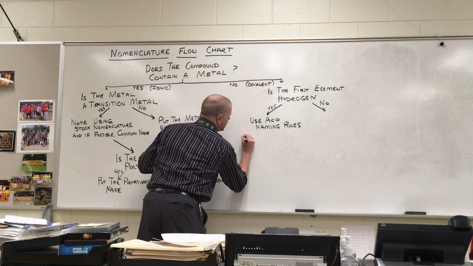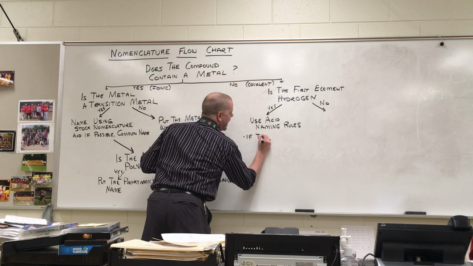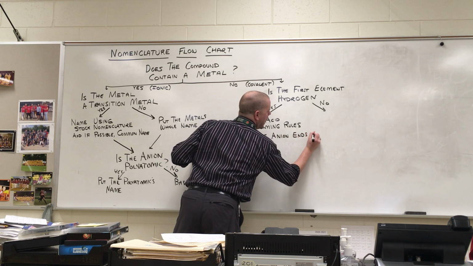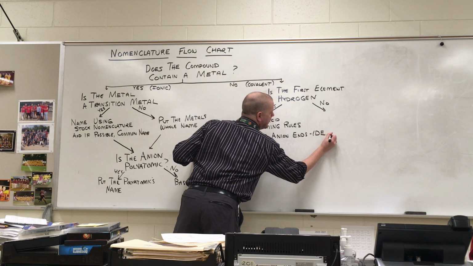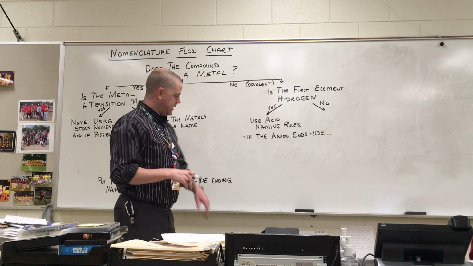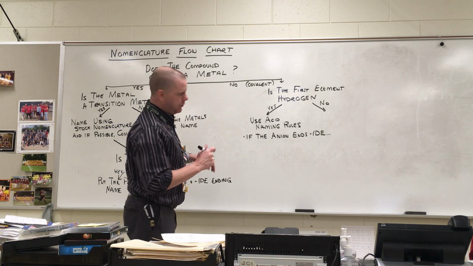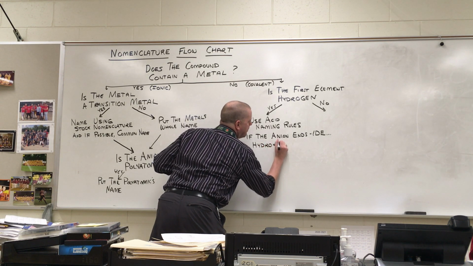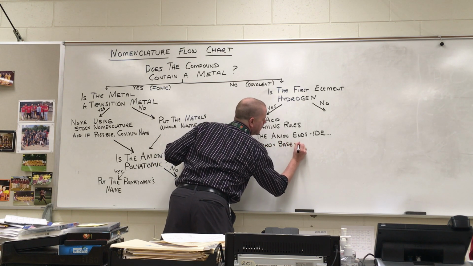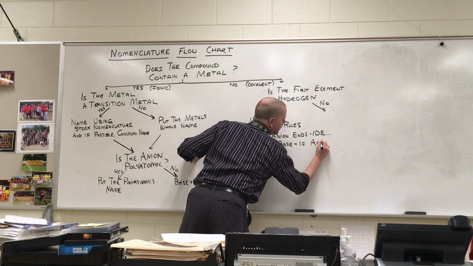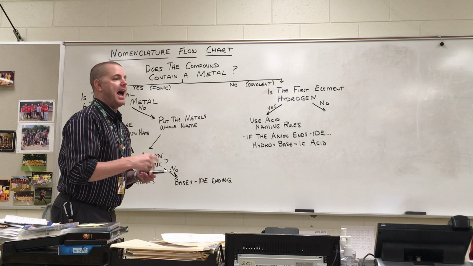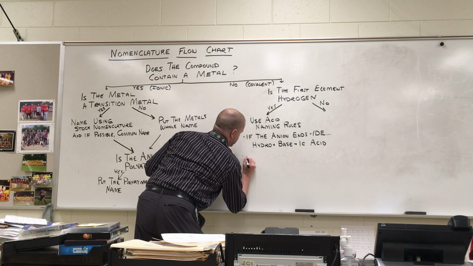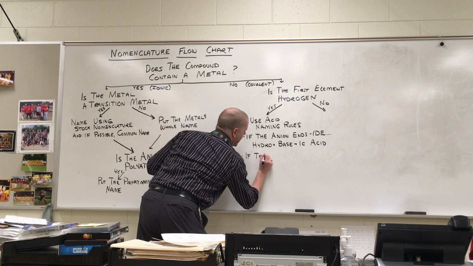And we do this. If the anion ends in IDE, meaning something like chloride, right? Then what we do with that is we write the word hydro. We take the base of the acid's name. We write the word ic and the word acid. So that's how you get something like hydrochloric acid.